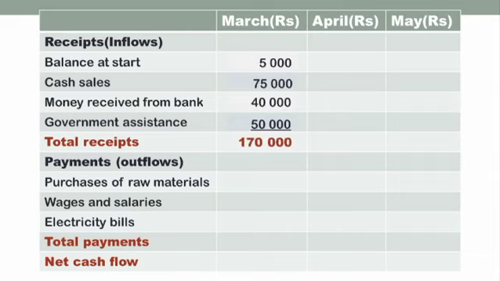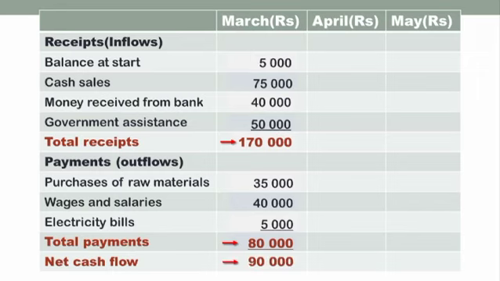For the payments now, purchases of raw material 35,000 rupees plus wages and salaries 40,000 rupees plus electricity bills 5,000 rupees, which gives us a total payments of 80,000 rupees. The net cash flow will be the total receipts 170,000 rupees minus total payments 80,000 rupees, which gives us a net cash flow of 90,000 rupees.